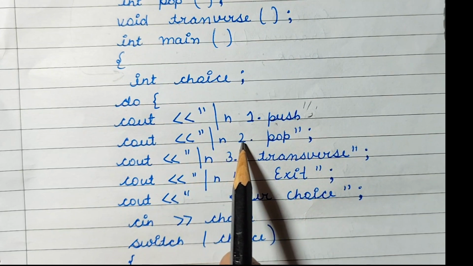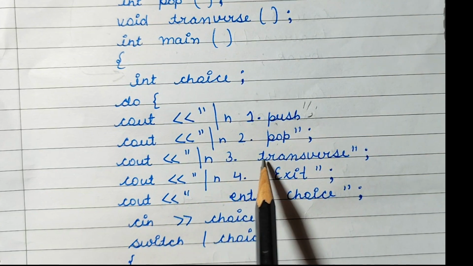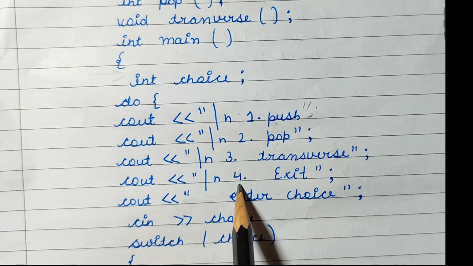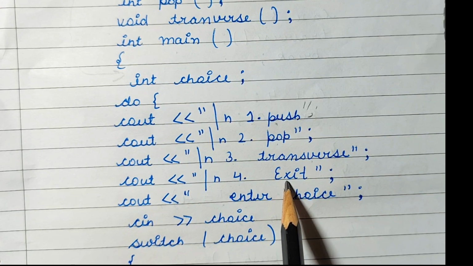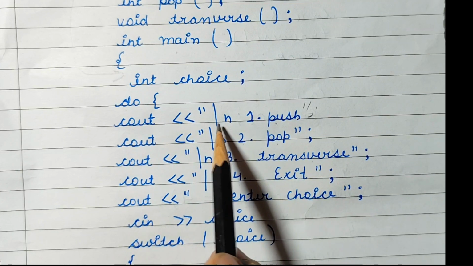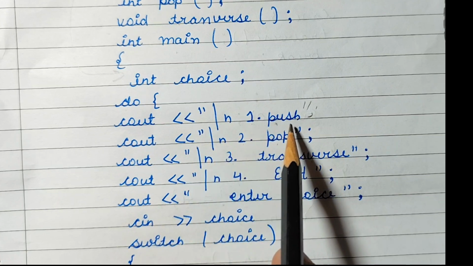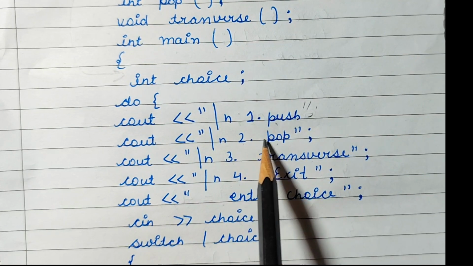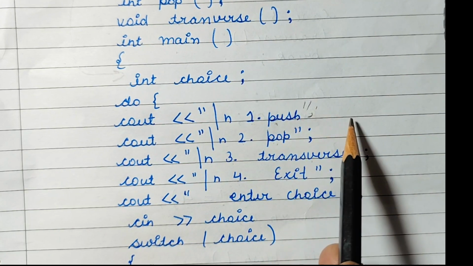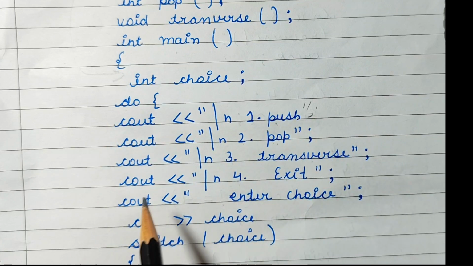In a similar way, if I press 2 program will perform pop operation. If I press 3 program performs traverse function, and if I press 4 then control will exit from the program. So I include all these statements inside the cout statement. These are only messages. 1 means push, 2 means pop, 3 means traverse, 4 means exit. This is just for showing the menu on the output screen.